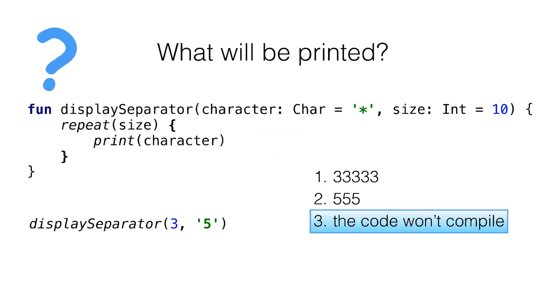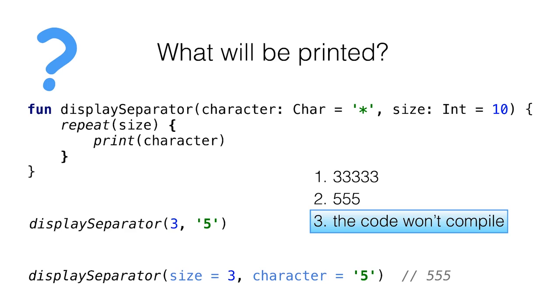What do you think? The right answer is the code won't compile. As I've told you, there is the direct correspondence between unnamed arguments and parameters. This code doesn't compile because you can't pass int constant whenever char is expected. And similarly, you can't use character argument as int parameter. In Kotlin, there are no implicit conversions. You can't implicitly convert an integer to a character or vice versa. You have to explicitly call toInt or toChar functions for such conversions.